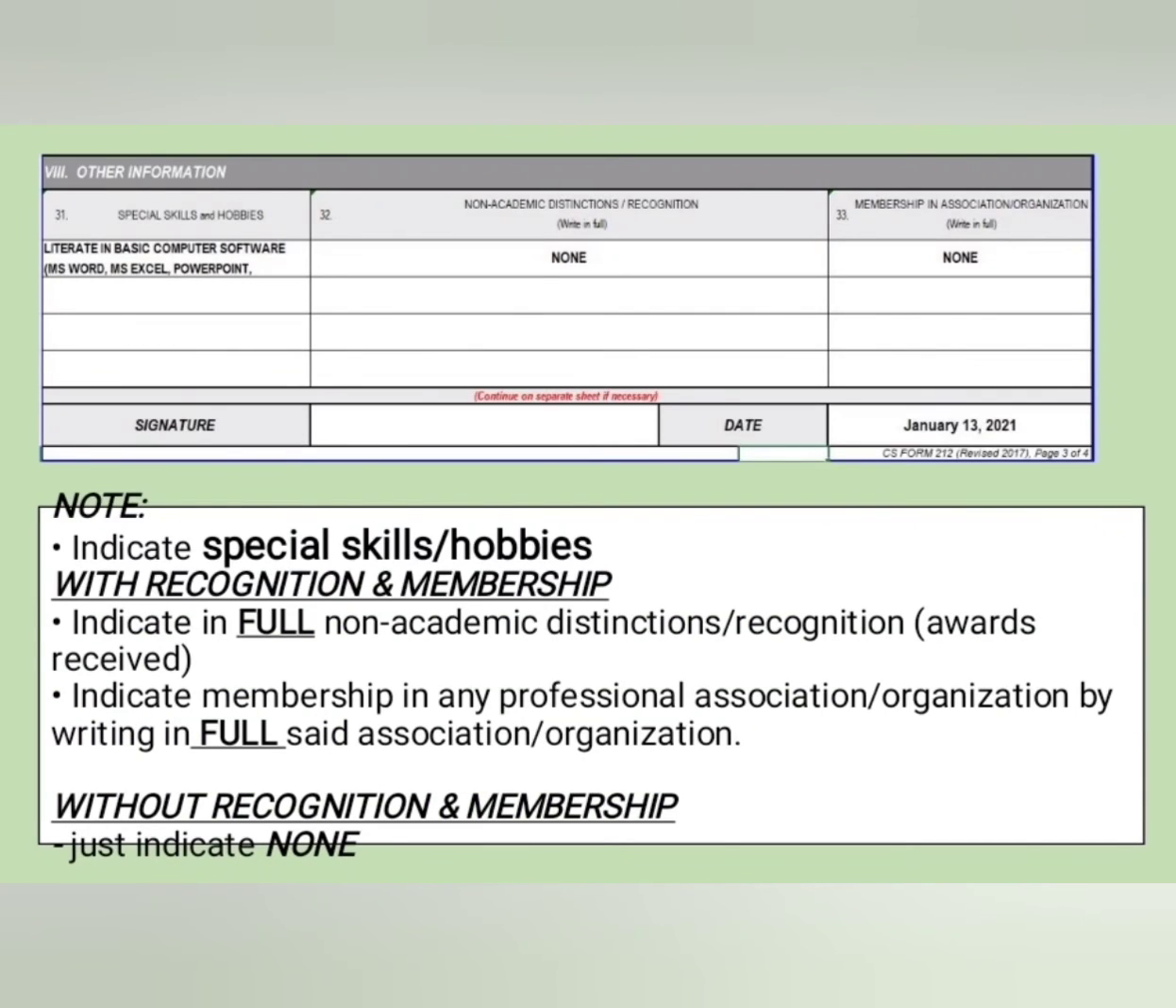May tatlong column po siya. Bali, sa first column is the special skills and hobbies. Next, non-academic distinction or recognition. The next is the membership in association or organization. Kung wala, indicate lang ng none. Pero sa special skills and hobbies, siguro naman po meron po tayong mga special skills tinatago dyan and then the hobbies nyo. So hindi po pwedeng none sa part na to.